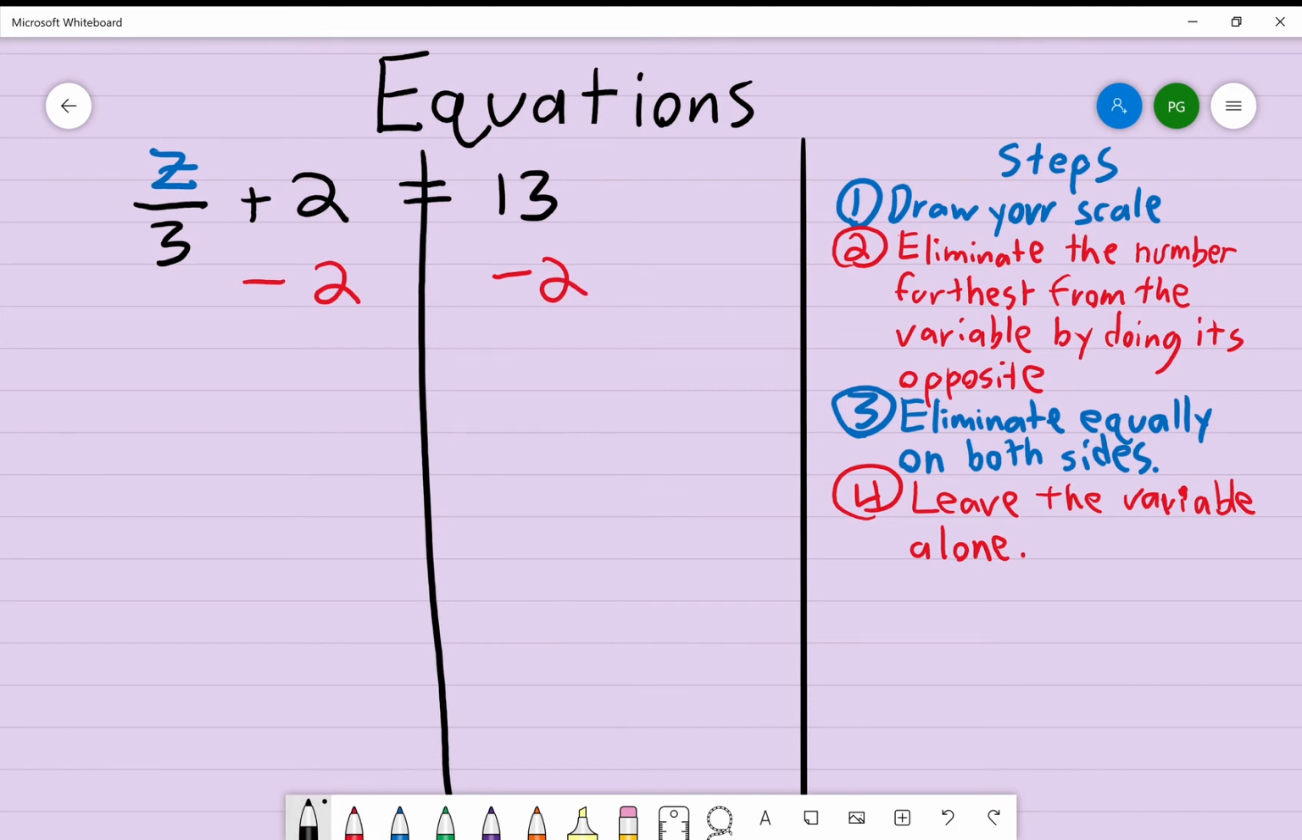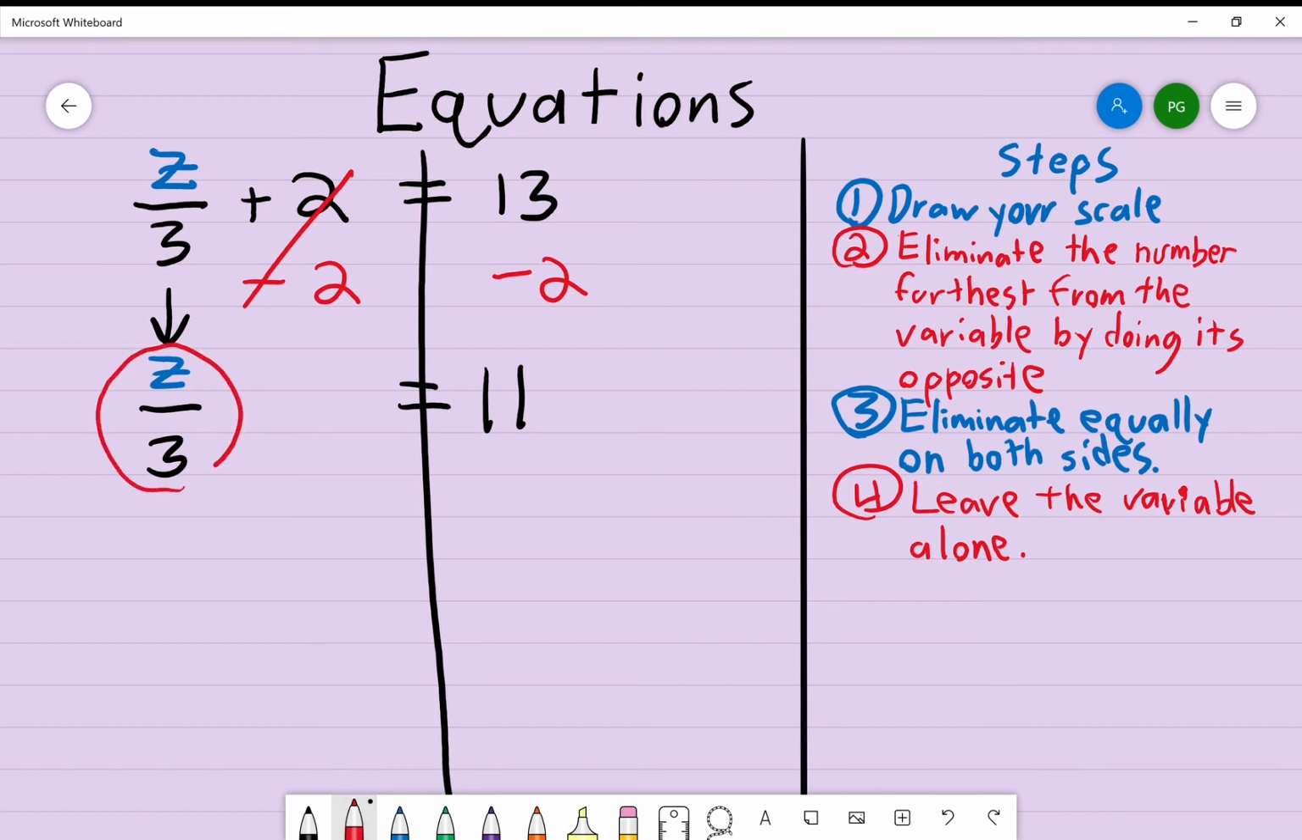Now, okay, let's keep on going. This we haven't changed. So I can bring down the z divided by 3. I haven't touched that. 2 minus 2, well that cancels out. 2 minus 2 is 0. Let me bring down the equal sign. 13 minus 2 equals 11.